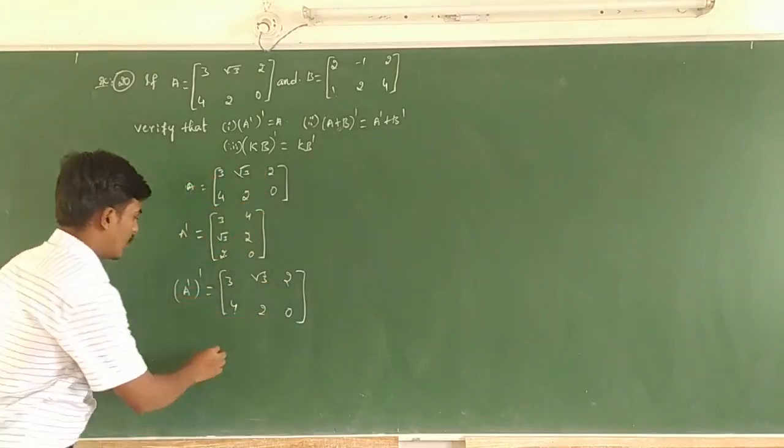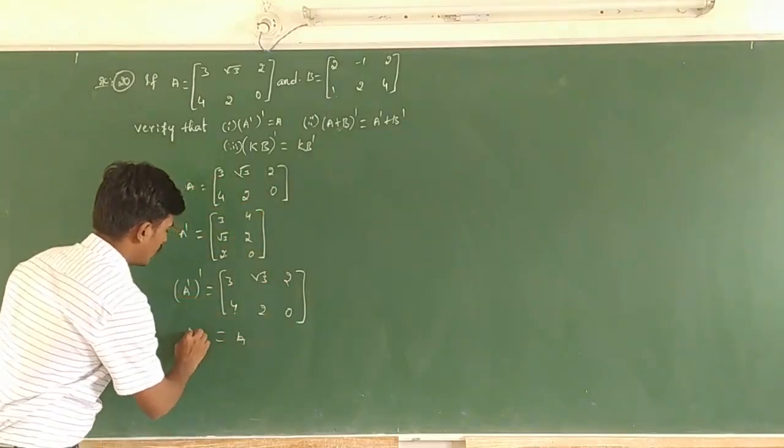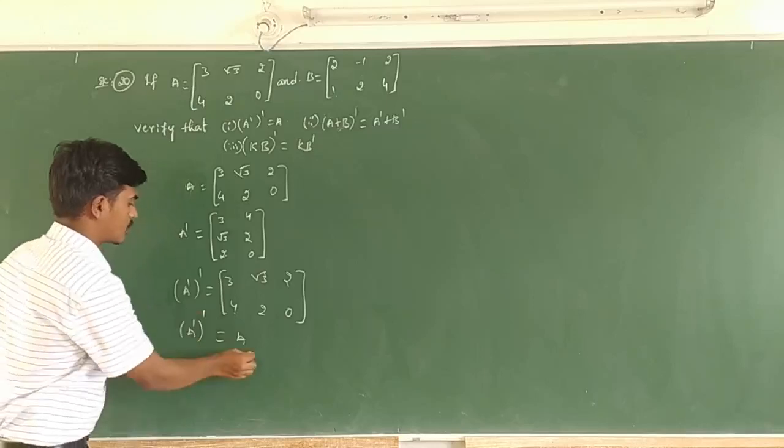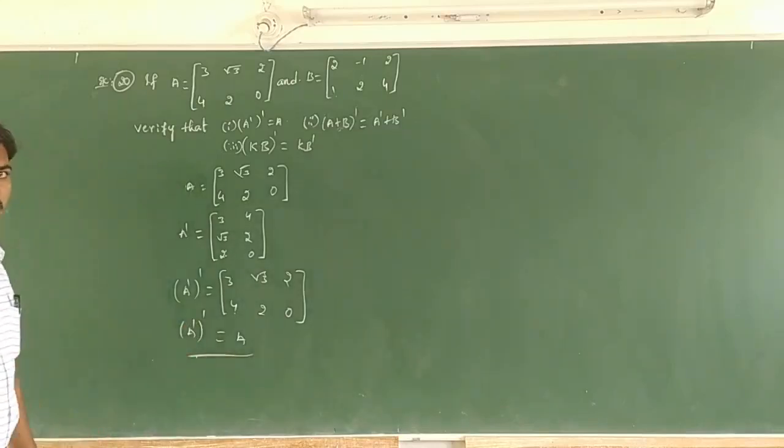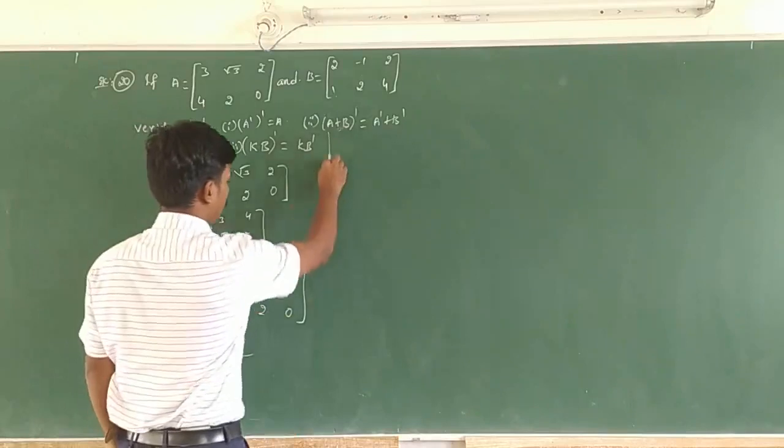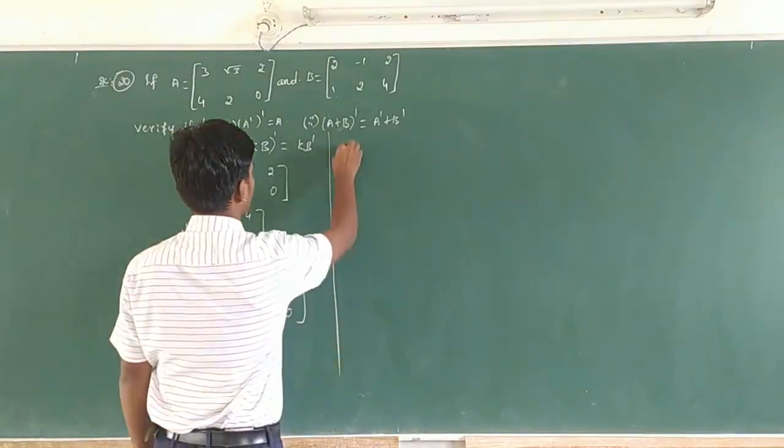So this matrix is equal to what? A. So what did we prove? A transpose whole transpose is equal to A. This is the proof of A transpose whole transpose. Next, the second one.